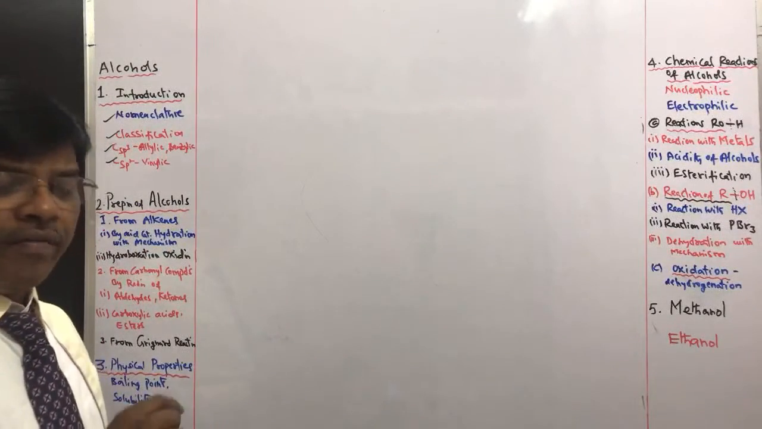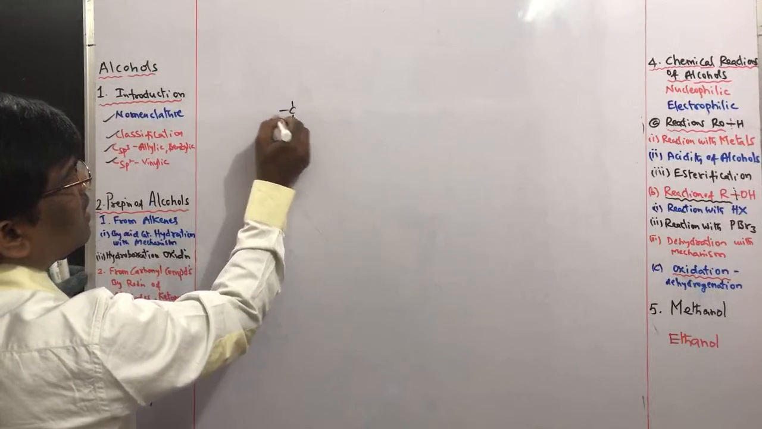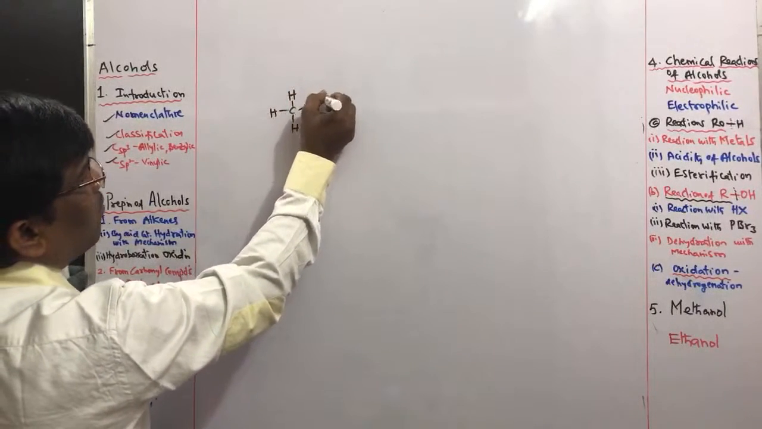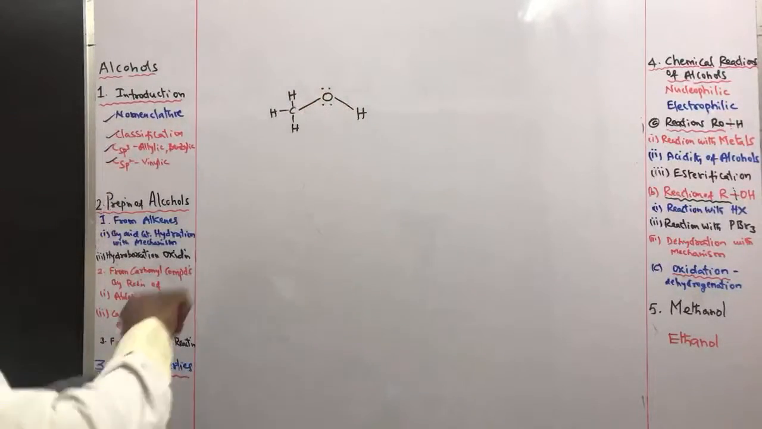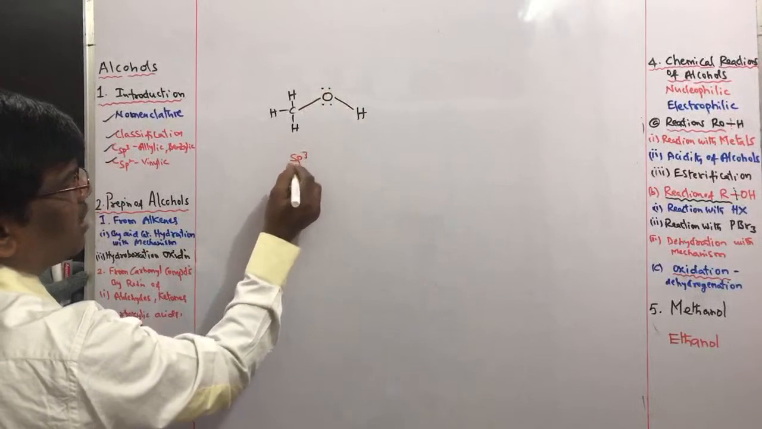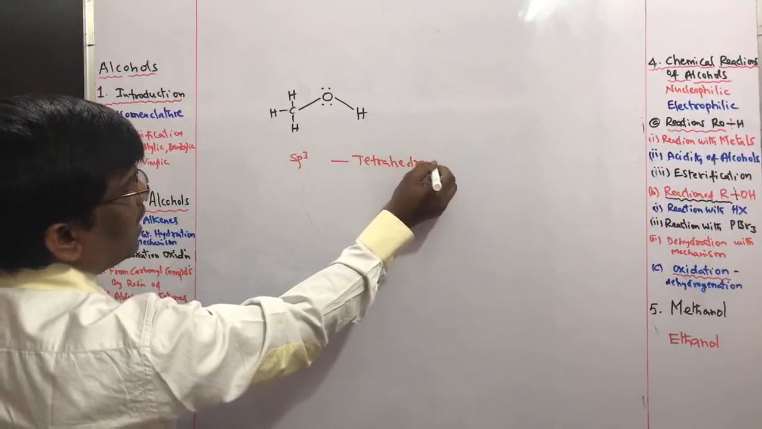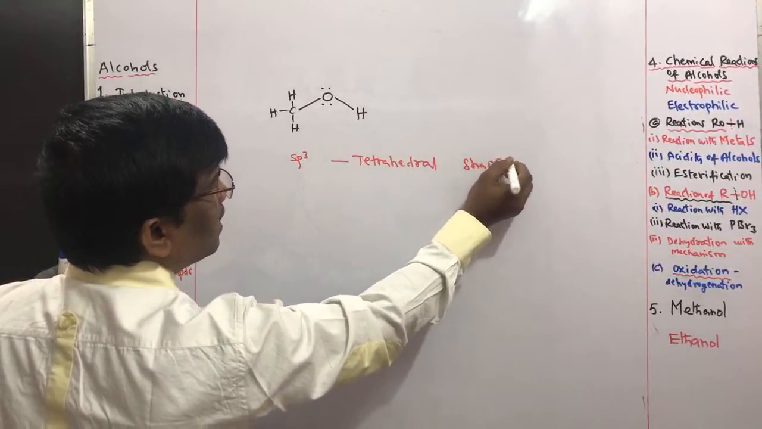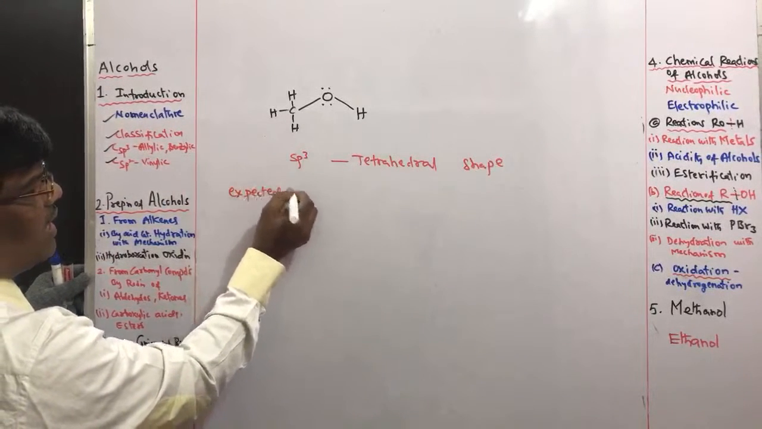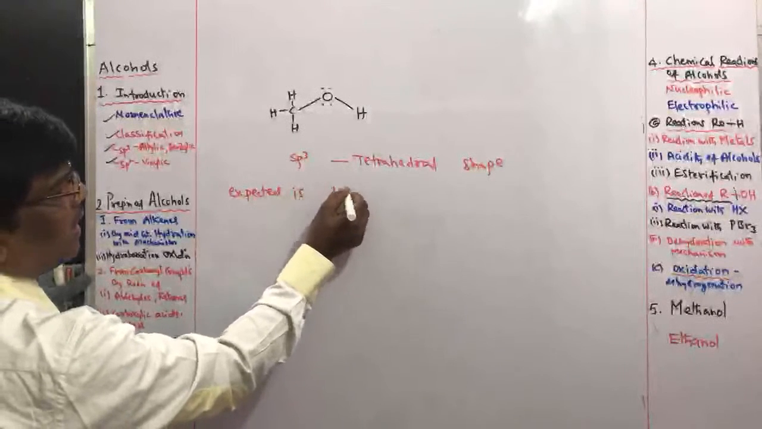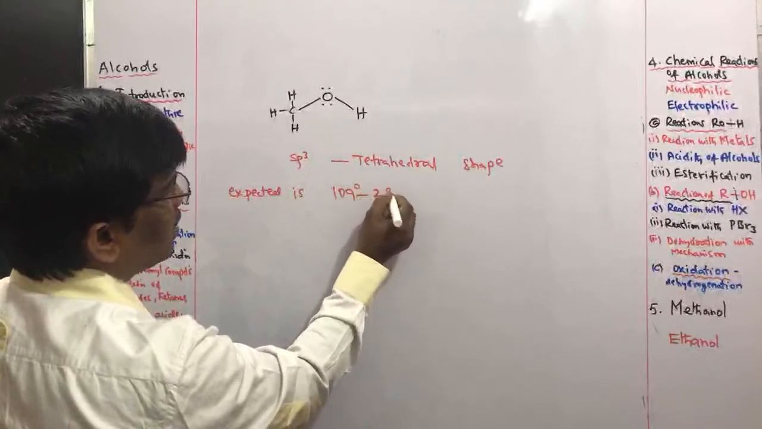Before moving further, what is the hybridization? I have been explaining that the hybridization in alcohols is sp3, right? So this oxygen is in sp3 hybridization. What is the shape? Tetrahedral shape, right? So the expected bond angle is 109 degrees 28 minutes, right?